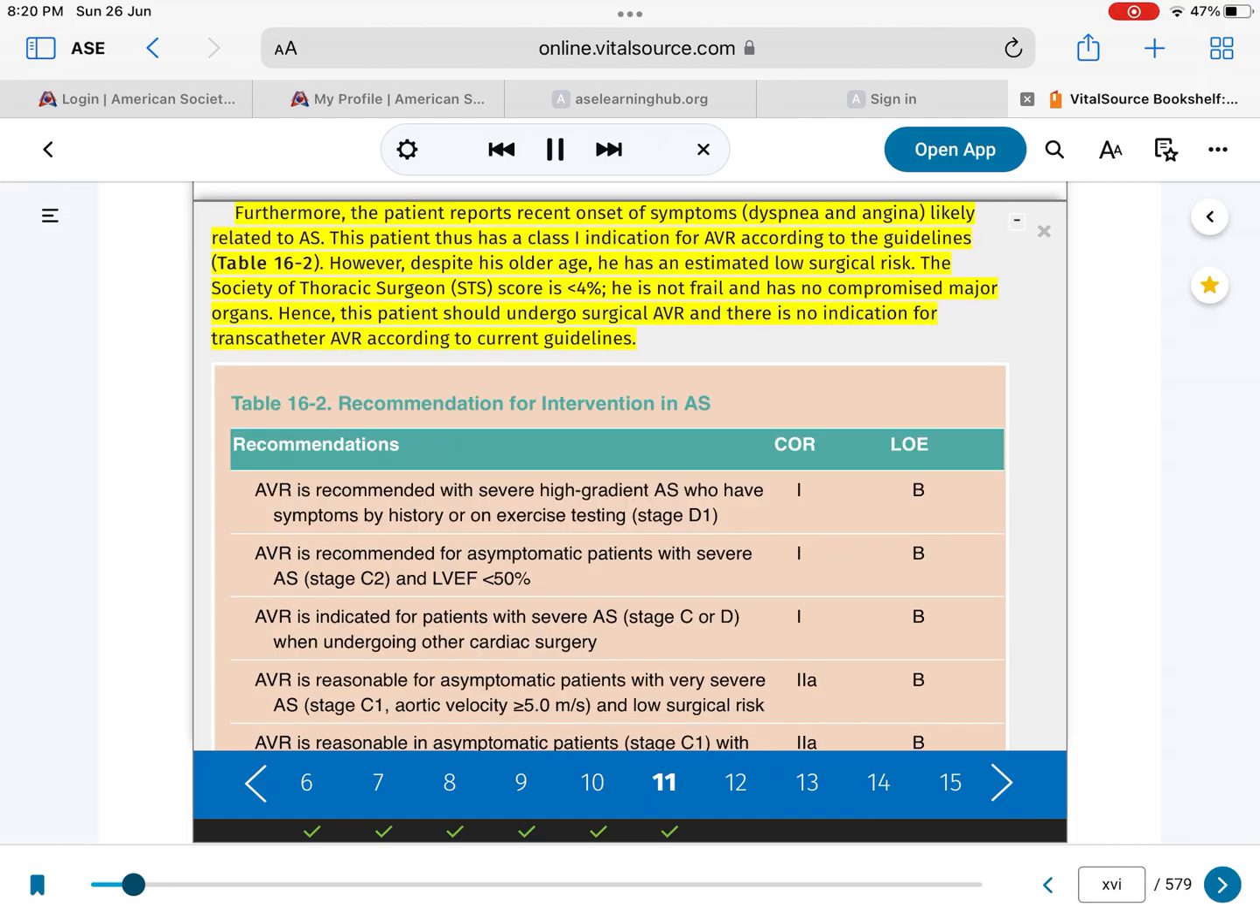Furthermore, the patient reports recent onset of symptoms, dyspnea and angina, likely related to AS. This patient thus has a Class I indication for AVR according to the guidelines.